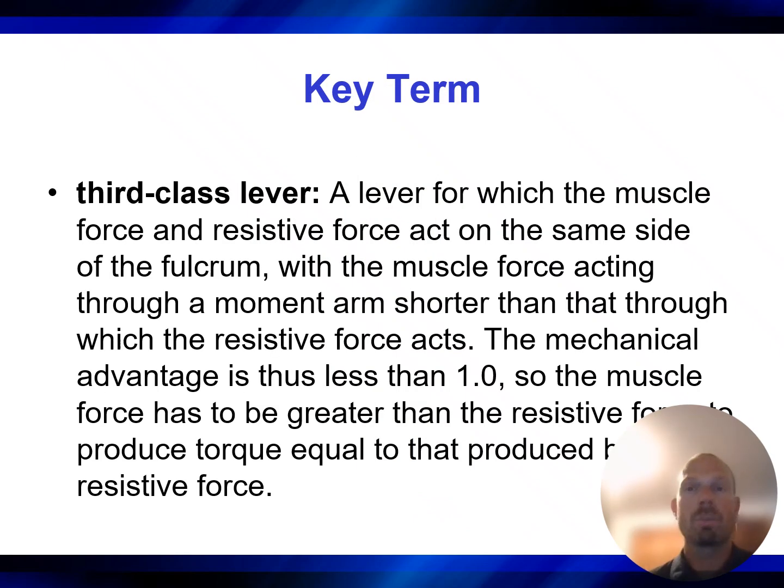A third-class lever also places both forces on the same side of the fulcrum, but this time the muscle force acts through a shorter moment arm. The mechanical advantage drops below 1, requiring the muscle to output massive amounts of force just to counter a relatively light weight.